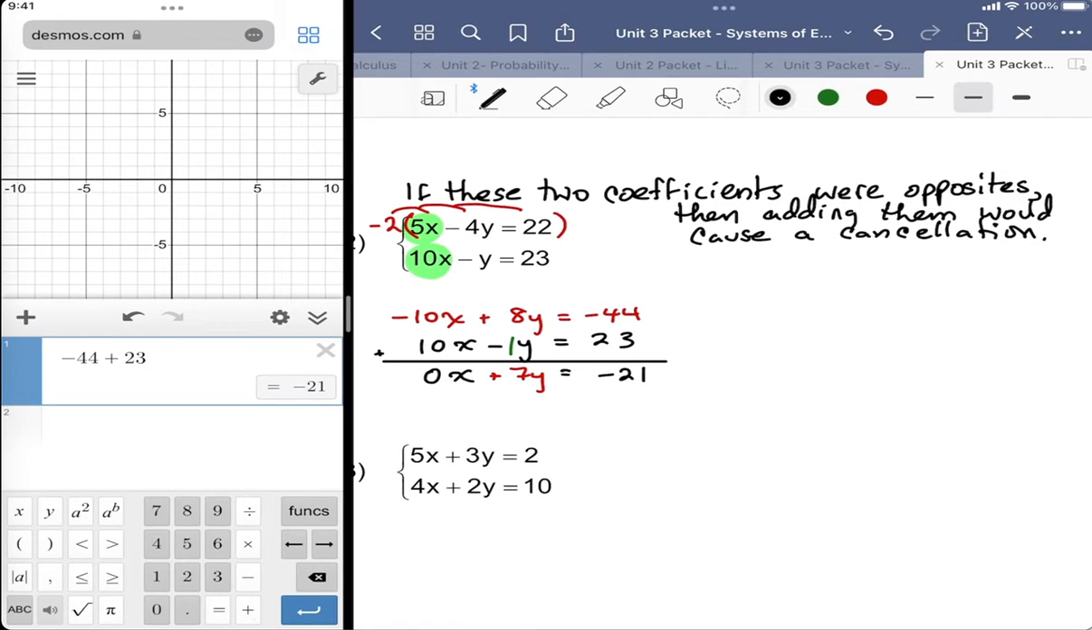Full disclosure, I did kind of blank on that, but I figured if it was going to be a clean answer, I knew it was going to be negative because the 44 was the negative one. So I knew the final answer was going to be negative, and if it was going to be clean, then it would have to be a multiple of 7. So I figured it had to be 21, so I just took a stab and I was right.